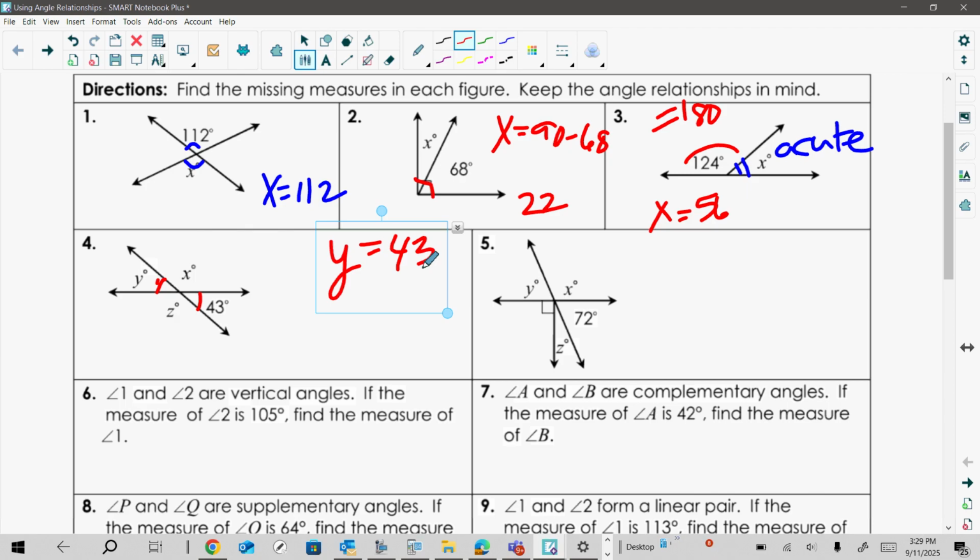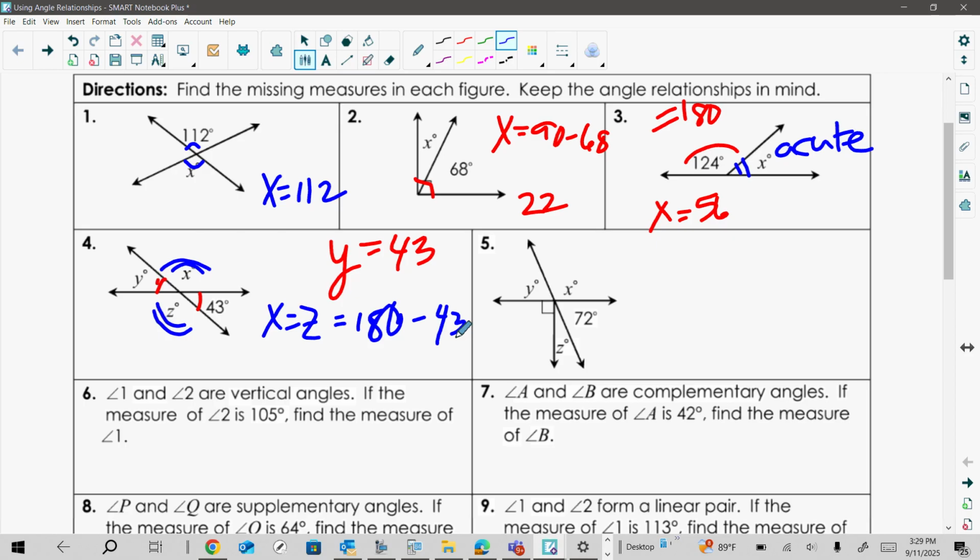Then use your linear pair. So x and z are vertical, but z and 43, or y and x, are linear pairs. So I know these two are going to be the same. I just have to do 180 minus 43.